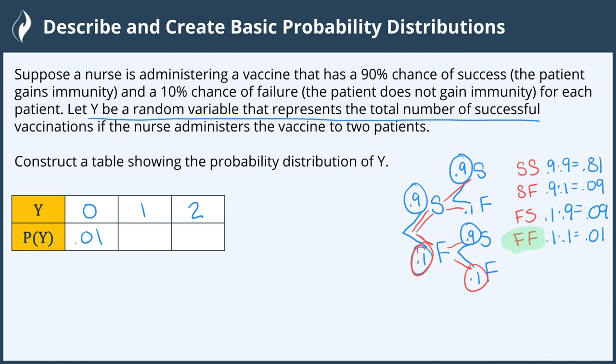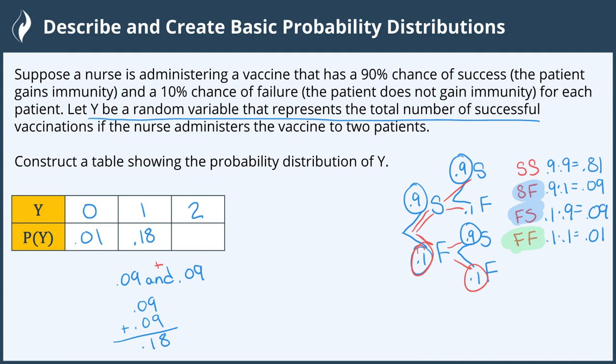Now let's look for 1 success. For 1 success, we have 1 here and 1 here. And so we have 0.09 and 0.09. We know from our conjunction that when dealing with probabilities, the word or means addition. So we need to add these 2 probabilities together. 0.09 plus 0.09 gives us 0.18. So 0.18 is the probability that the vaccine works successfully for one of the patients.